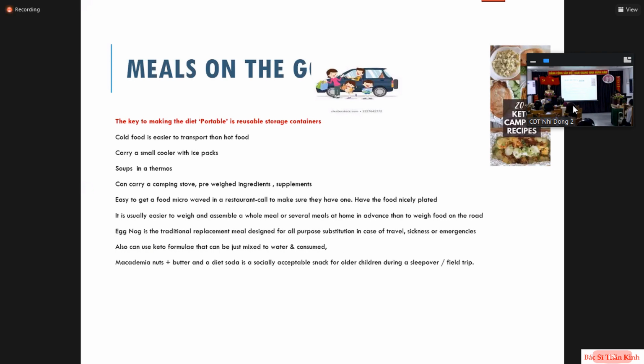Then meals on the go are something that we really need to tell the patients, because it's not something that we do for a week or 10 days. The ketogenic diet may go on for years, and you do not expect the patients or the family to stay at home for years together. So they have to be told how they can make the diet portable, that is, using storage containers. We have to tell them that it's easier to carry cold food than hot food.